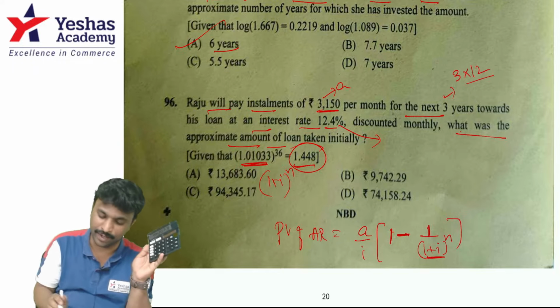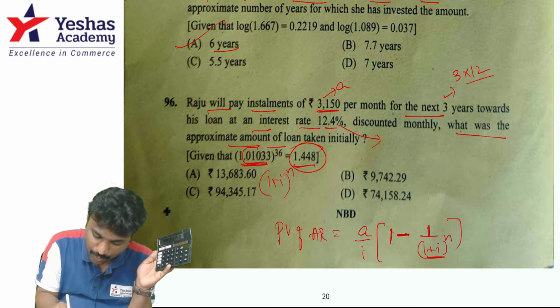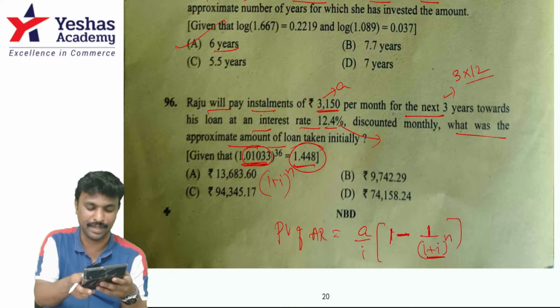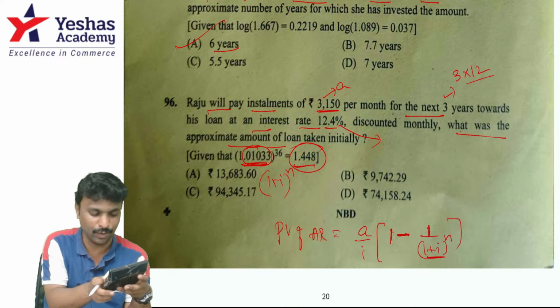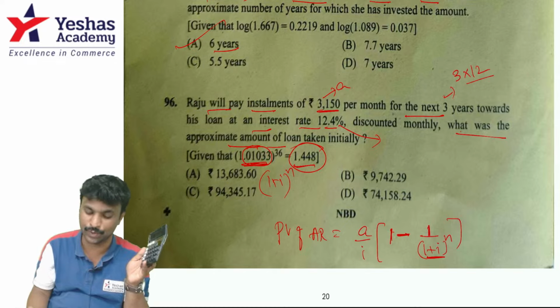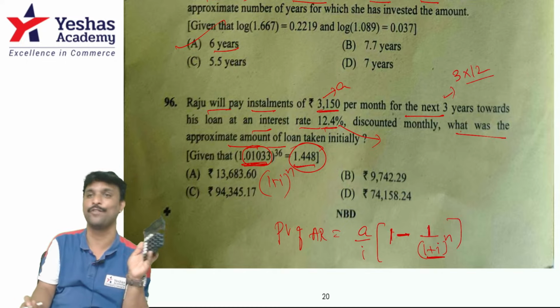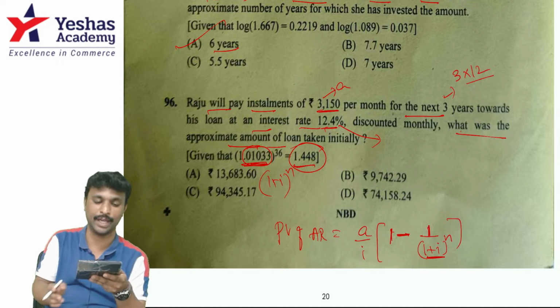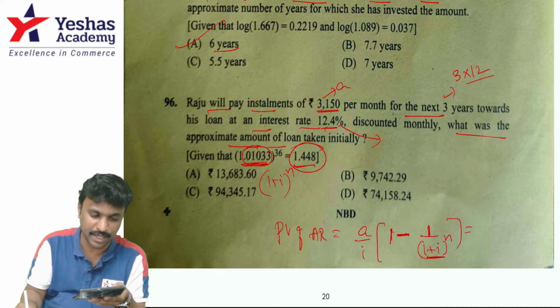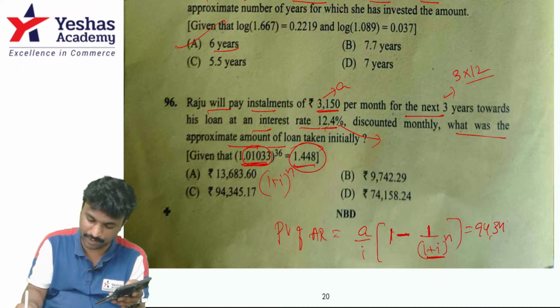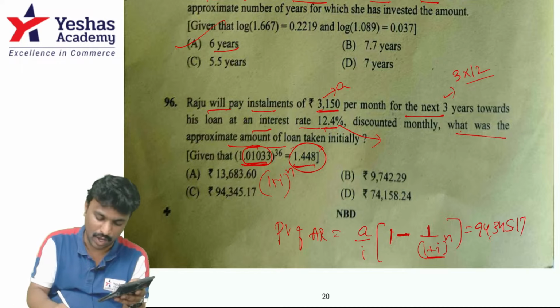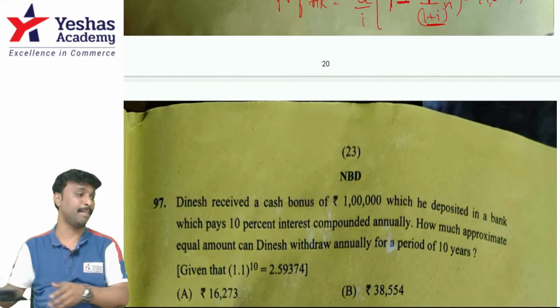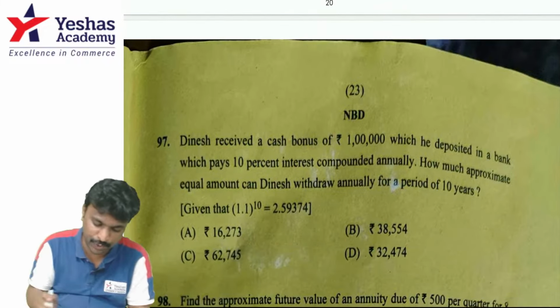Guys, be very careful here. I is this part, whatever comes after 1, that means 0.01033. That is what I actually is. Don't take it as 12.4%, that is per annum. So we have to take it per month. Press equal, that fetches me how much? 94,345.17. Option C is the right answer. Have you all understood? Next question.